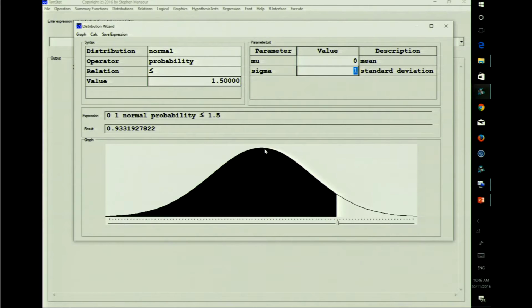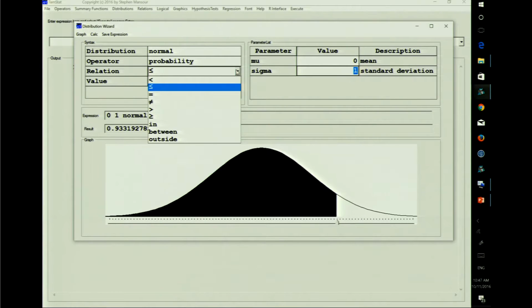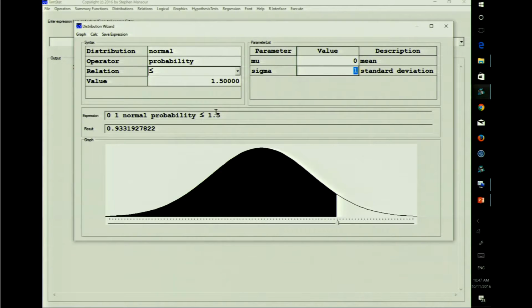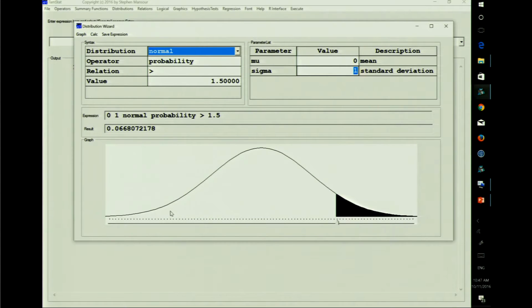Now, a lot of times you want to find the probability that, instead of being less than or equal to a value, you want to find the upper tail value. So what I can do, and I don't know of any other statistical package that does this, most of them will give you the cumulative, but if you want to say, what's the probability that it's greater than 1.5, I can hit graph, and it will give me the upper tail. So the fact that I'm using an operator, basically, I have the distribution, the operator, and the relation are the left and right operands, and so you can do a lot of things with that.